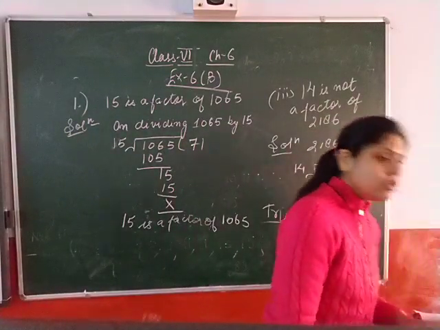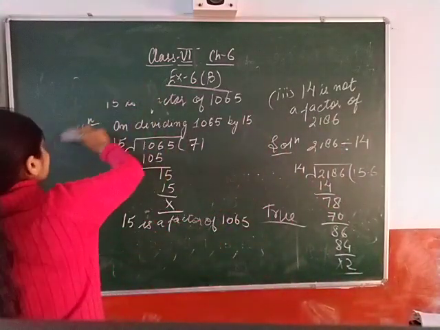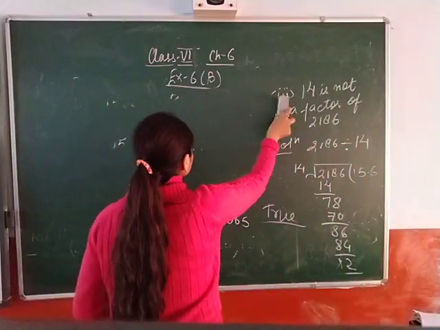Now come to the next question. Write down all the factors of 40. All the factors of 40. How do we write the factors now?